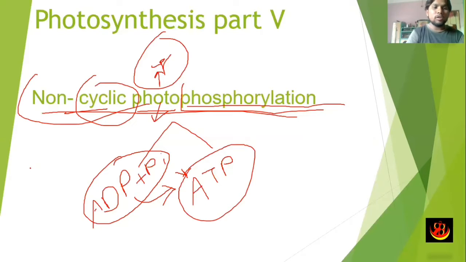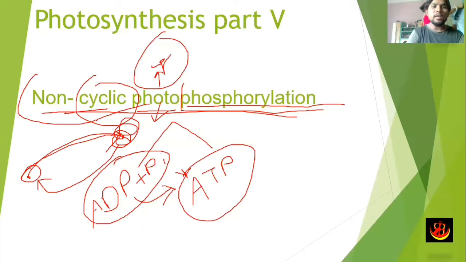Now, why is it non-cyclic? Non-cyclic because the donor of the electron and the receiver of the electron are totally different. The electron is donated from here to this receiver. It is not coming back to the donor, so it is not happening in a cyclic way. It is going only to the receiver and it is not coming back. So it is a non-cyclic process. Together it is called the non-cyclic photophosphorylation process.